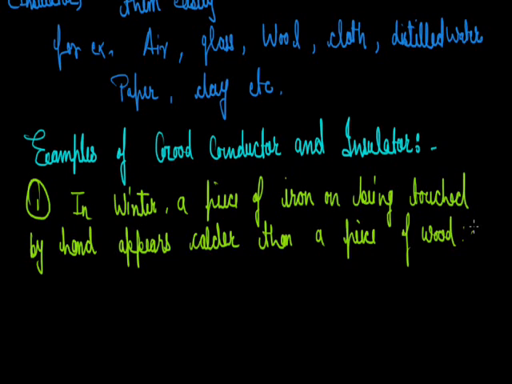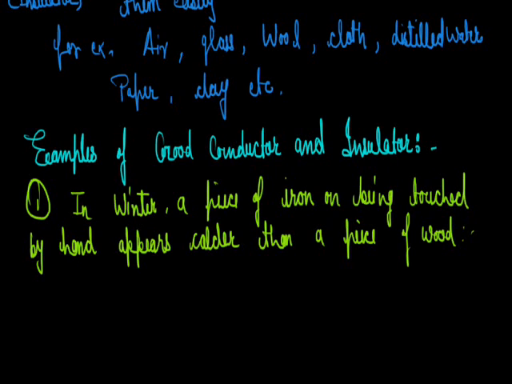Why? Because iron, being a good conductor of heat, when touched conducts away heat from our hand, and therefore it appears to be cold. But wood, being a poor conductor of heat, does not conduct heat from our hand, and therefore it appears to be at the room temperature. Thus, in winter, the piece of iron appears to be colder than the piece of wood.